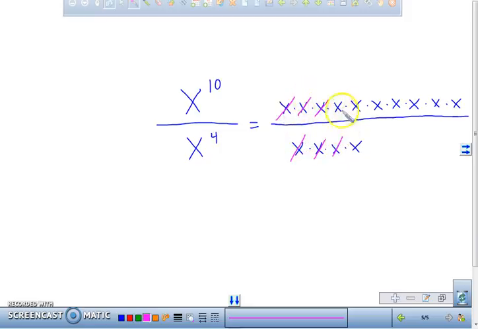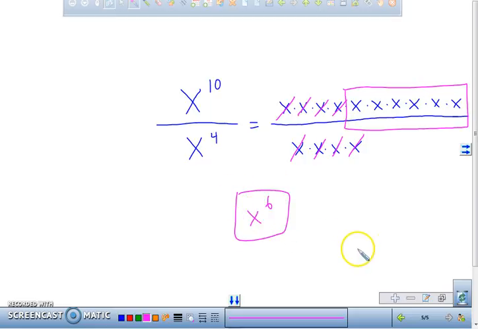Now, back in the old days, you would say, hey, these all cancel to a 1. Any number divided by itself is 1. Well, how many x's do you have left being multiplied together? That's why your answer is x to the 6. But the quick way is just take this and take away this. So there are more on the bottom.